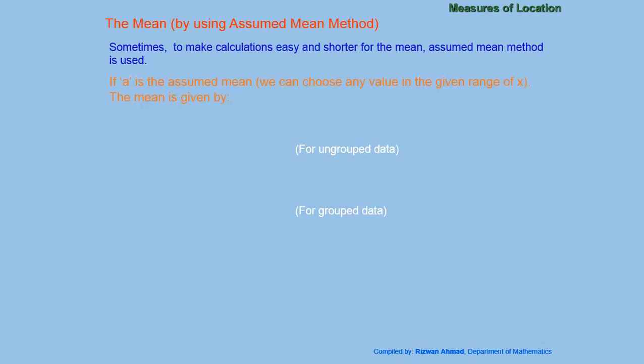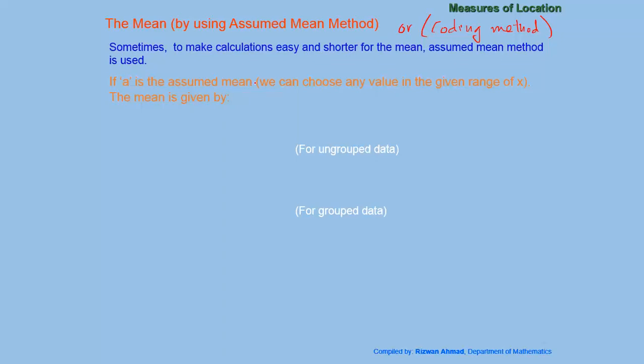There is another way to find the mean, called finding the mean by using the assumed mean method. Examples for this I will give in some other video later, but here it makes calculations easy. Another name of this method is the coding method. So sometimes, to make the calculation easier and shorter for the mean, the assumed mean method is used.